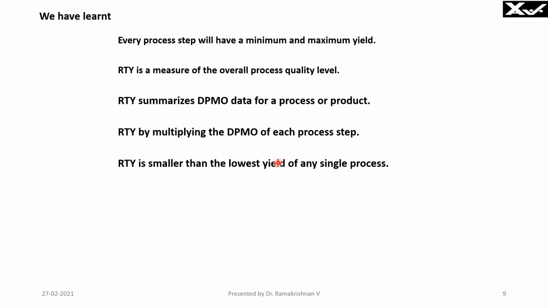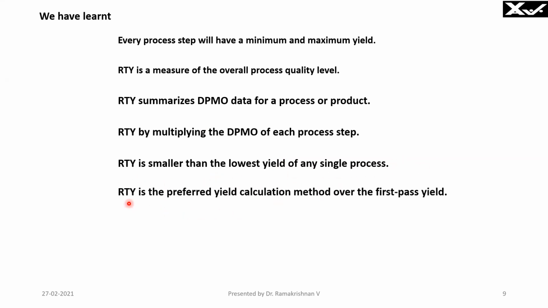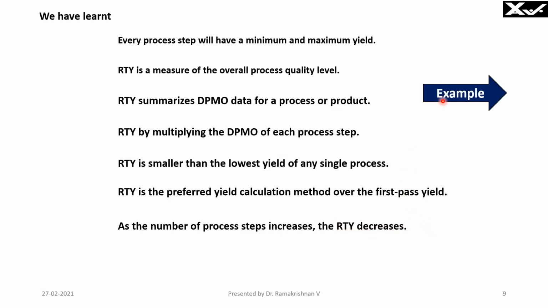RTY is smaller than the lowest yield of any single process. That is, RTY will be lower than the first pass yield of any process. RTY is the preferred yield calculation method over the first pass yield. This gives you a better estimate, and then you can use this for your decision making. As the number of process steps increases, the rolled throughput yield decreases exponentially. And we have seen an example. We will again see an example.